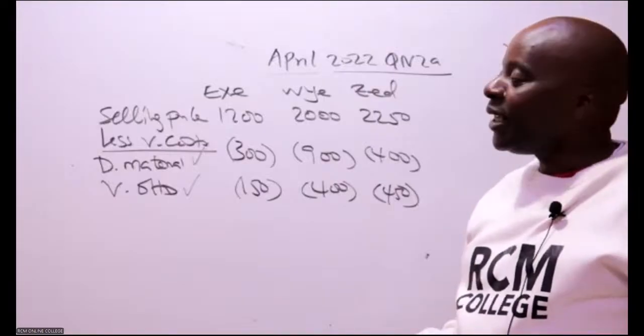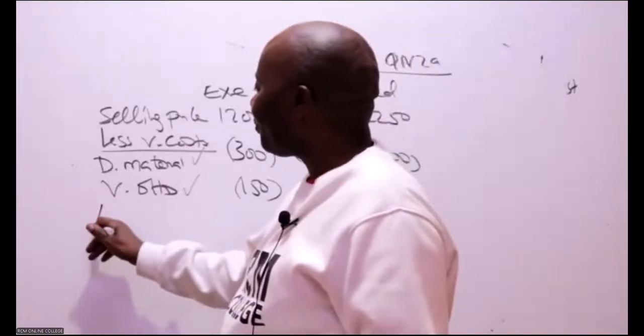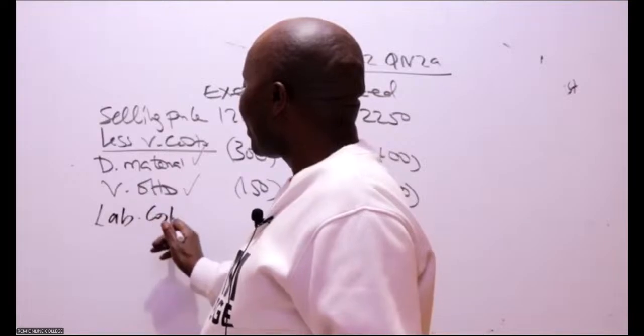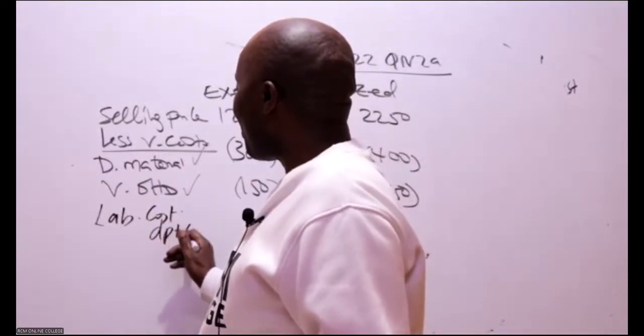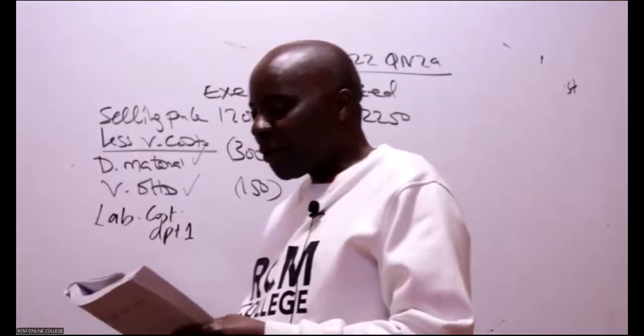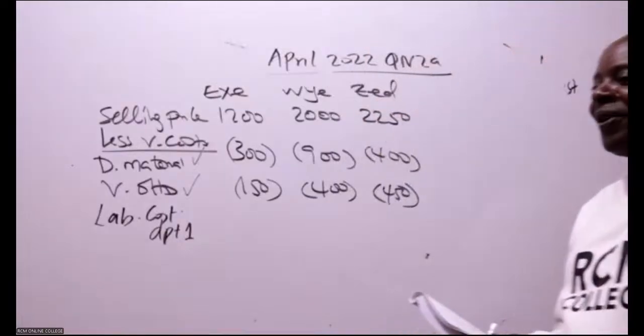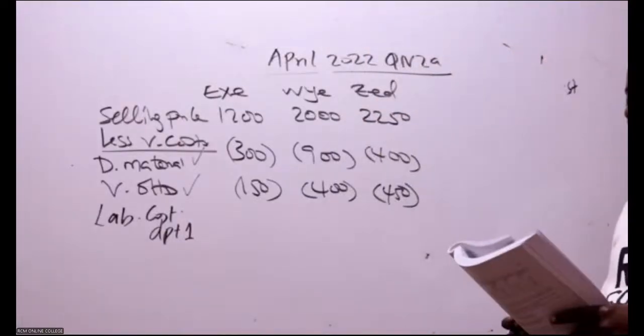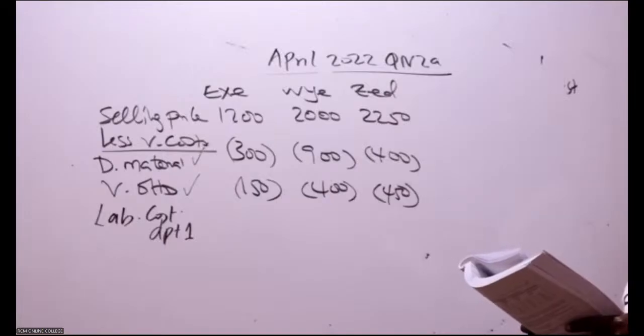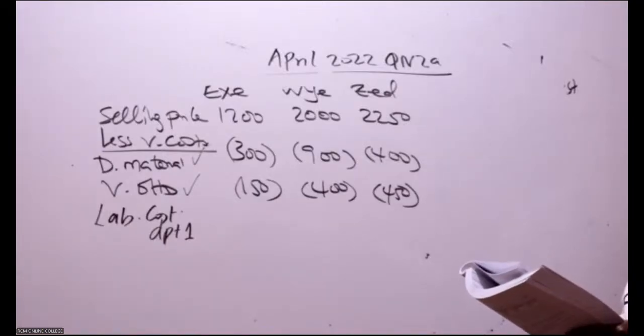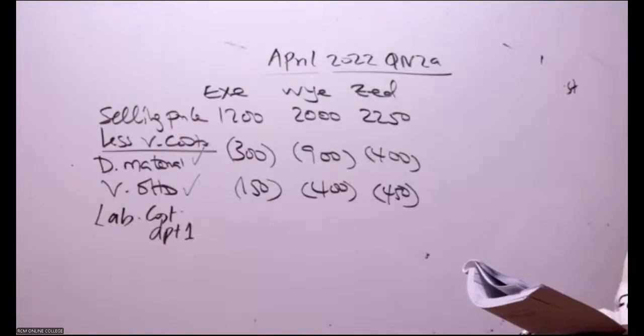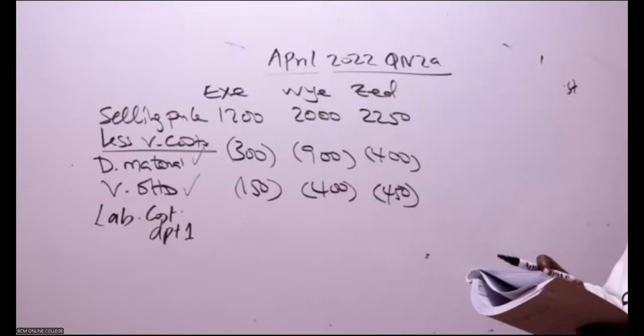So in this case, we have labor cost. The labor cost is for 3 departments. So we have department 1. Look at note number 1: each type of product passes through 3 departments in which a different type of labor is used. The labor requirements in each department are given below. You can see department 1, they have given us labor under X, Y, Z.